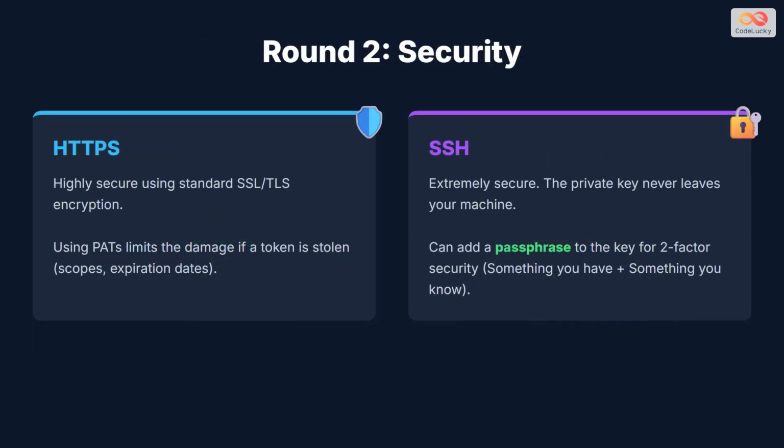Round 2 is security. Honestly, both are excellent. HTTPS uses strong encryption. Personal access tokens can be given expiration dates and limited scopes, so if one is stolen, the thief can't delete your account. SSH is also incredibly secure because your private key never leaves your machine. You can even add a passphrase to your SSH key for an extra layer of protection.